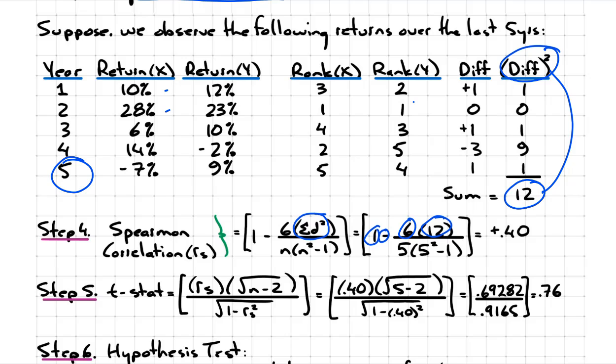And then n is the number of observations. In our case, it's 5 times 5 squared minus 1. So the whole thing works out to positive 0.40. That's our Spearman correlation.